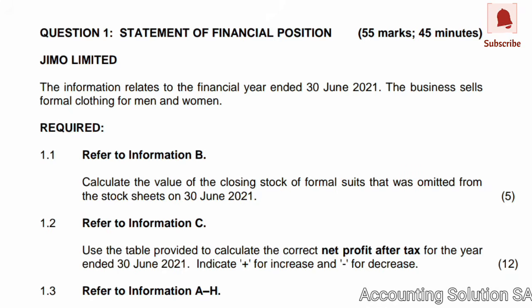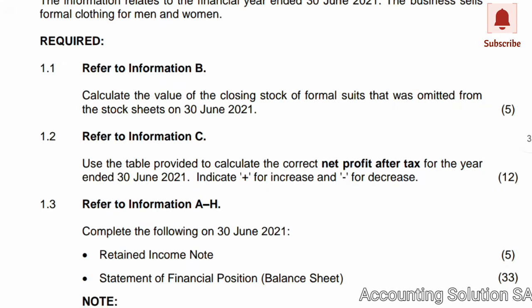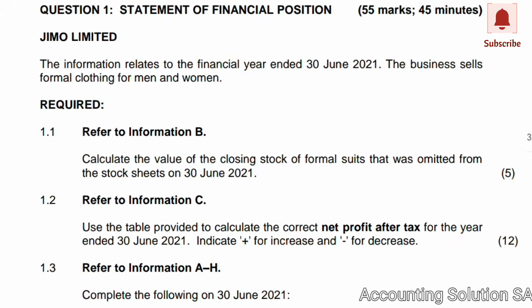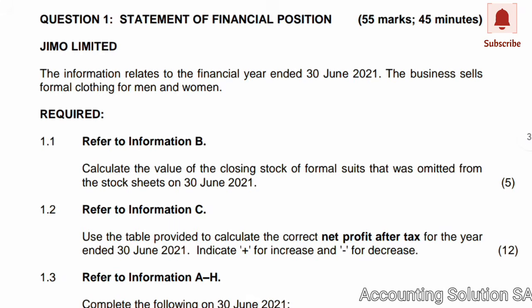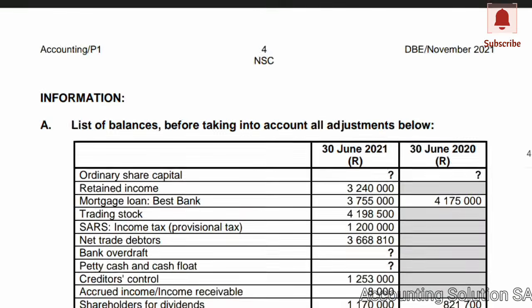So the information that we have been given guys, as you can see on the heading, says statement of financial position. We have a lot of information, and some information is going to be used to calculate the net profit after tax. Some information is going to be used when we calculate the balance sheet and retained income note. So please make sure that you go directly to the information that they direct you to. So they direct us to information number B, which we are going to now.